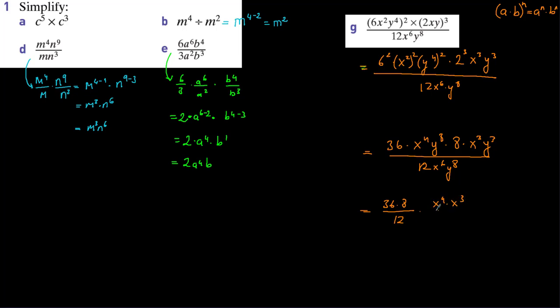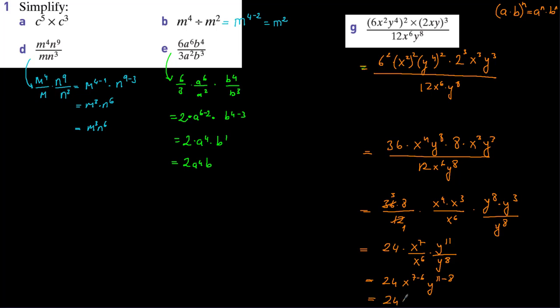x4 times x3 divided by x6 it has to be, then times y8 times y3 divided by y8 it has to be. Then the result is going to be, here I can simplify 36 by 12, this is equal to 1 and 3, so this part is going to be equal to 24. Here x7 divided by x6 times y11 divided by y8, which is equal to 24 x to the power of 7 minus 6, y to the power of 11 minus 8, which is the last step. 24 x, the power 1 is not written, then y3 it has to be. So as you see, the operations are not difficult here, only we have to be careful while we are doing the steps here.